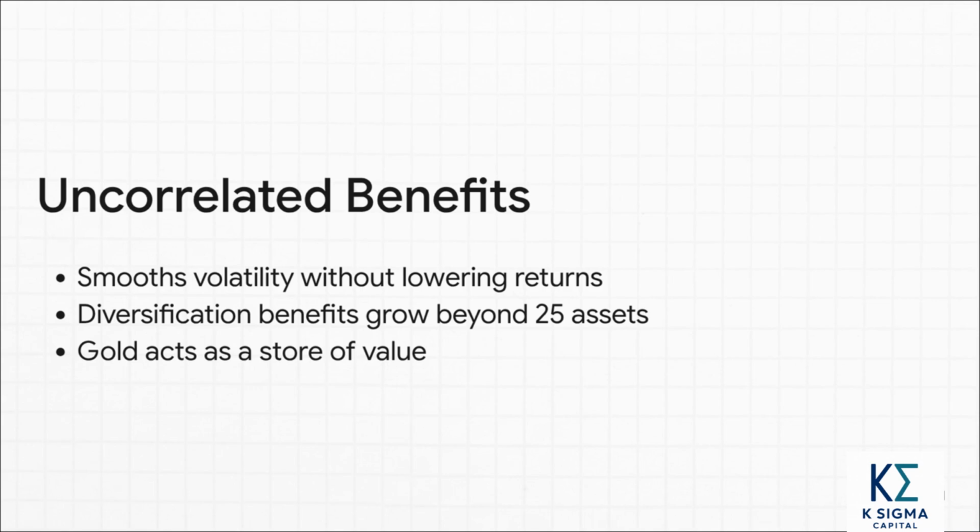And the math of scale here is fascinating. With highly correlated assets, your diversification benefits basically max out after about 5 investments. But with truly uncorrelated assets, the mathematical benefits just keep growing, even beyond 25 different assets. A prime example here is gold. Gold doesn't care about stock market earnings. It acts as a store of value that tracks inversely to central bank interest rates.